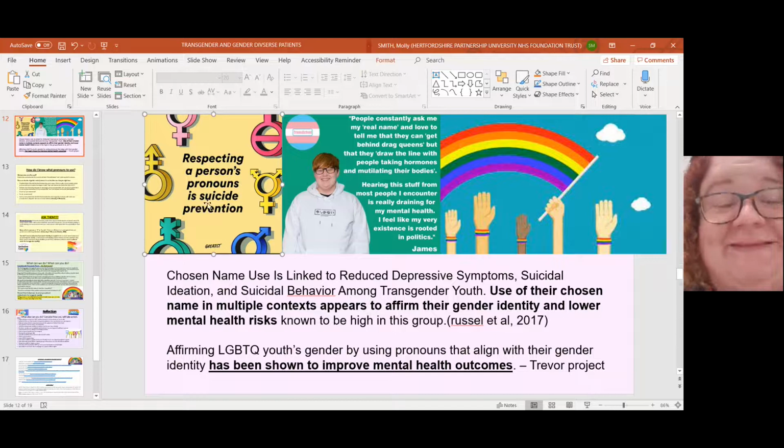Respecting a person's pronouns is suicide prevention. Well, you've just seen the data to agree with that and back that up.